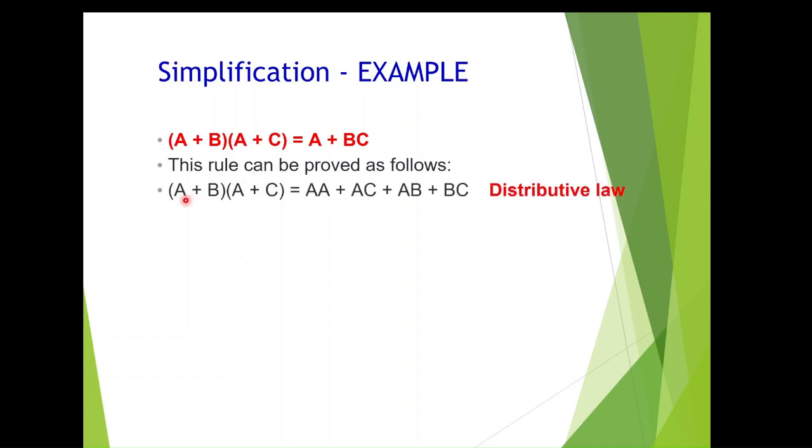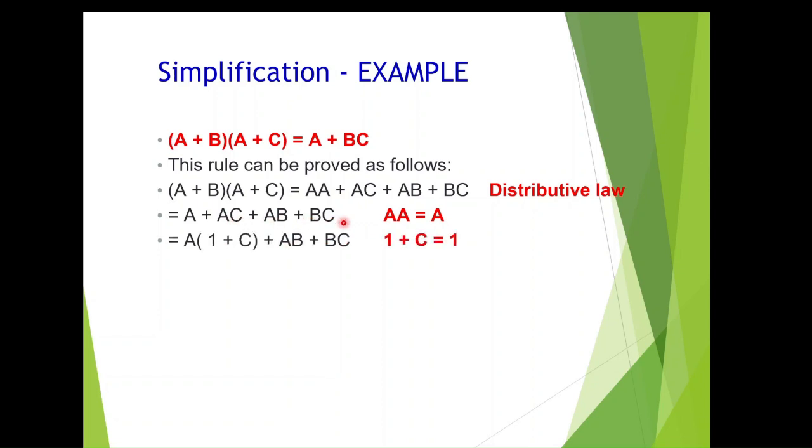Just the ordinary distributive law, which is applicable for linear algebra also, that we are familiar with, so we can apply it here. So multiply a into a, a into c, similarly b into a and b into c. So we will be having 4 terms. Then a into a is a, so a plus ac plus ab plus bc. If I take a common outside, then it is 1 plus c, and 1 plus anything is 1. So a into 1 is a.